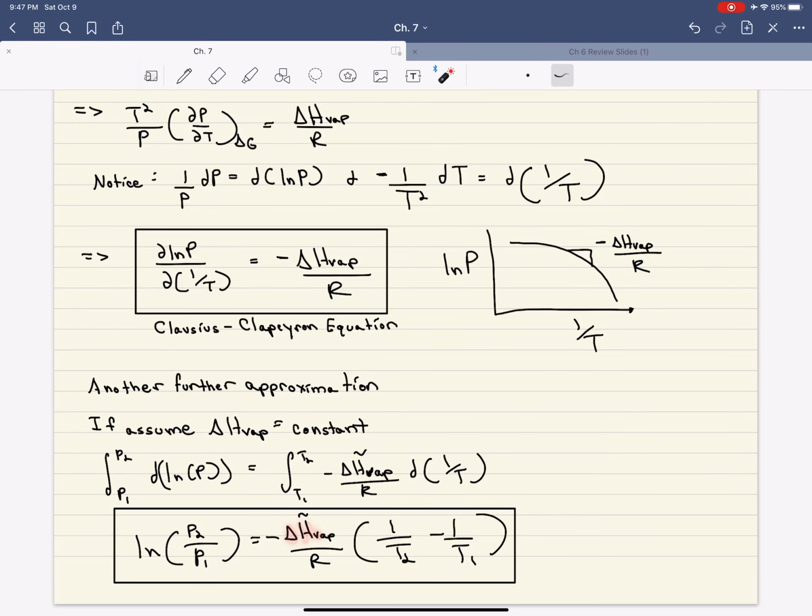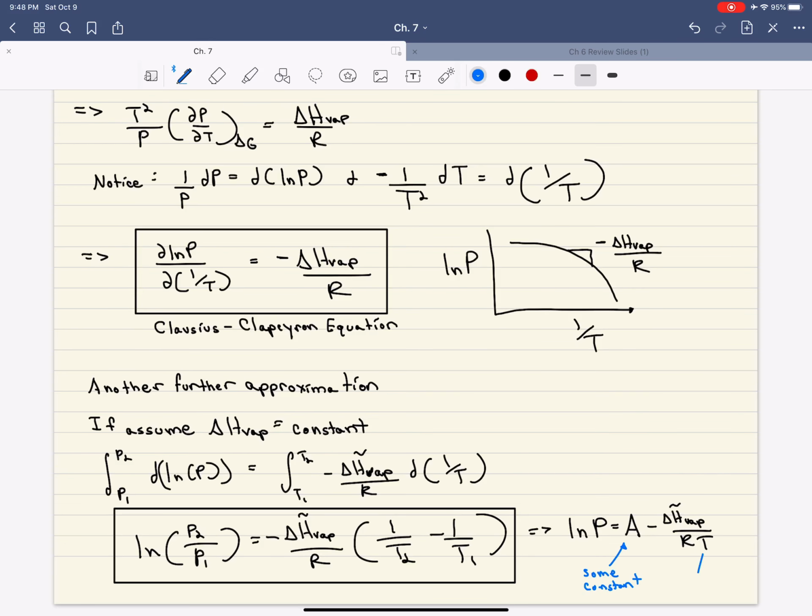Okay? Furthermore, people can rewrite it like this. So a general form would be the natural log of P is equal to A minus HVAP over RT. This is the version that you would get if you just took like an indefinite integral, where A would be some constant. And of course, the temperature here has to be an absolute temperature.